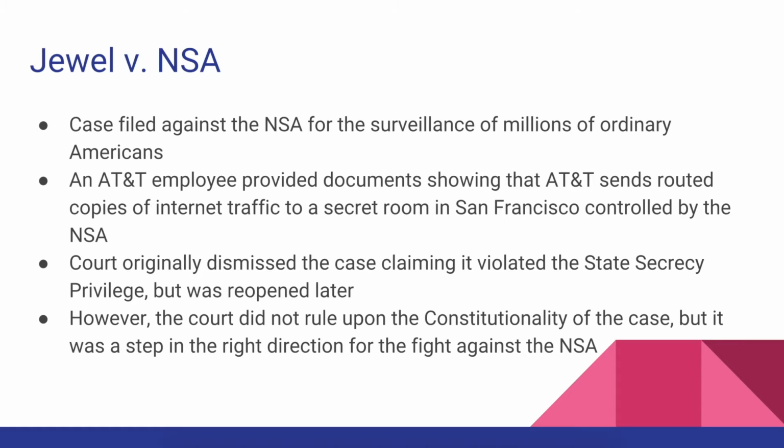One prior court case regarding mass surveillance is Jewel v. NSA. This case was filed against the NSA for the surveillance of millions of ordinary Americans. The case began when an AT&T employee provided documents showing that AT&T sends routed copies of internet traffic to a secret room in San Francisco controlled by the NSA. In addition, a few NSA employees acted as whistleblowers and provided more information. The court originally dismissed the case, claiming it violated the state secrets privilege, but it was reopened later. However, the court did not rule upon the constitutionality of the case, but it was a step in the right direction for the fight against the NSA.